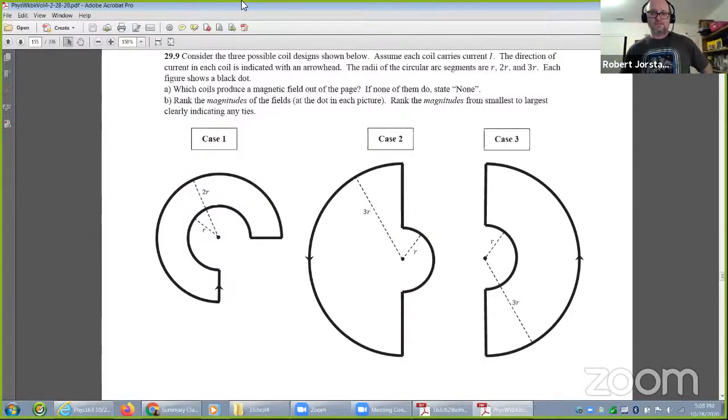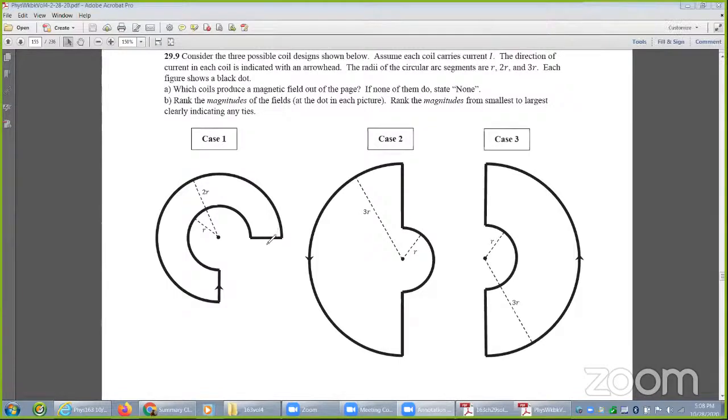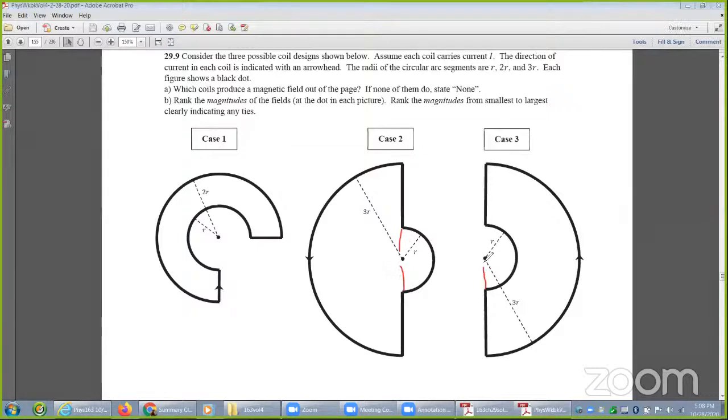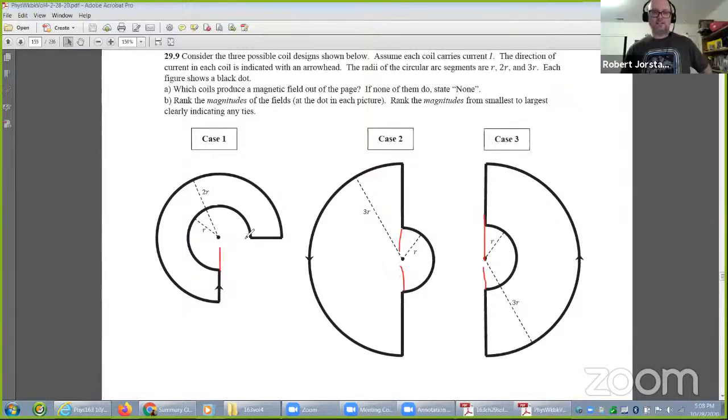What do you guys think about the straight line segments in case 1? Are they going to matter to the B field at the dot? No. How about the straight line segments in case 2? No, sorry, I thought you were talking about the other one. Yeah, so notice these straight line segments. I designed this problem so that people wouldn't have to worry about the straight line segments for this one, so it'd be faster to do a conceptual question.